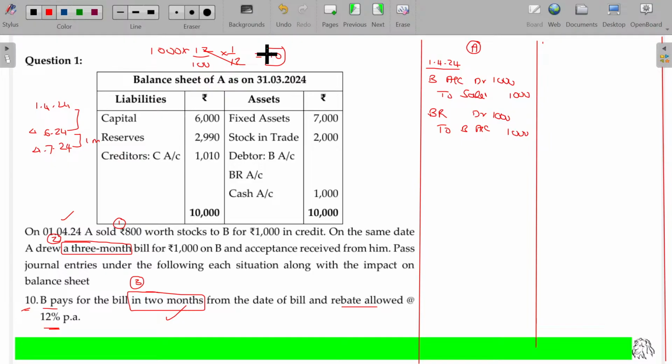For A, it's an expense. So here, bank account debit, how much he gets? 990 only. For what? For the bills receivable. The bills receivable is worth rupees 1000, but we get only 990. The difference between these two is nothing but my expense for early settlement, named as rebate on bills discounted. Is that clear?